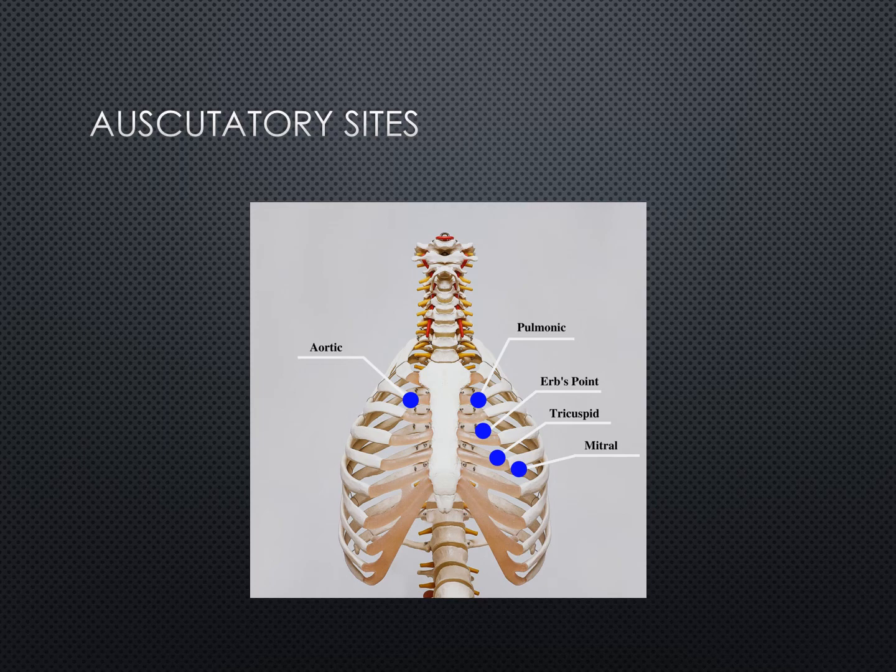So, second intercostal space, right side, aortic. Second intercostal space, left pulmonic. Third intercostal space, Erb's. Fourth intercostal space, tricuspid. And then fifth intercostal space, mid-clavicular line is mitral valve.